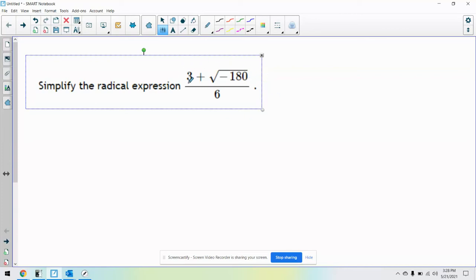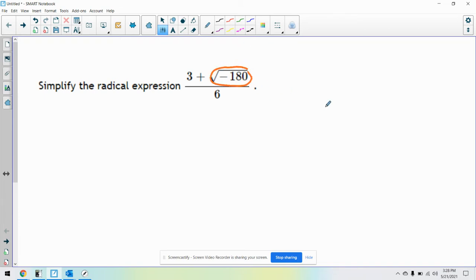Okay, so we have this expression here, 3 plus the square root of negative 180, all over 6. The first thing you always want to start with is to simplify the square root. To do that, I'm going to start by writing 180 at the top right here, and I'm basically going to find the prime factorization of 180. So I'm going to break this up into a product of primes.